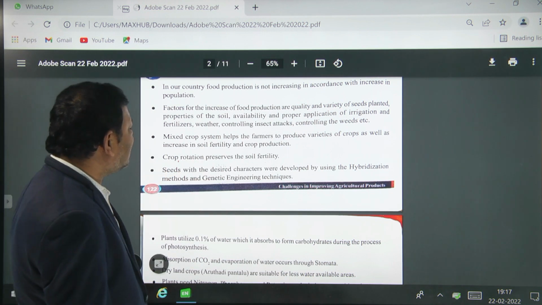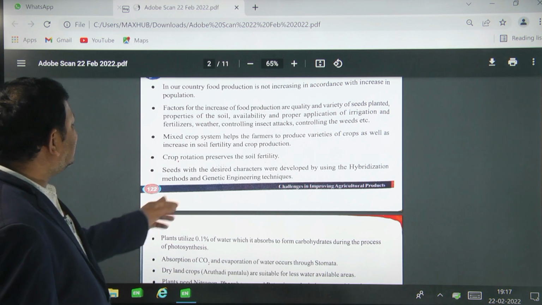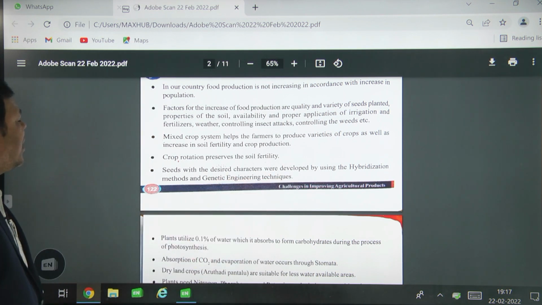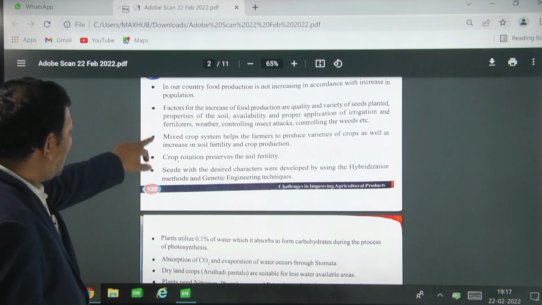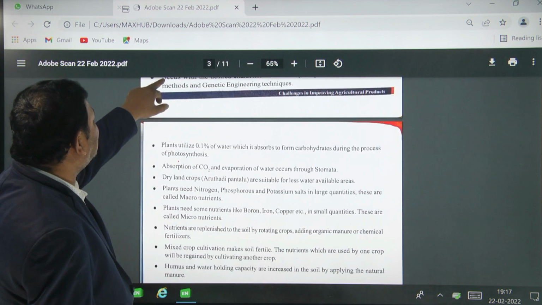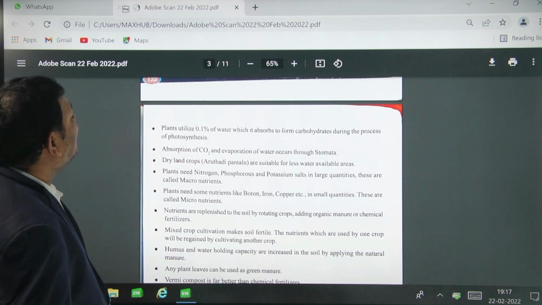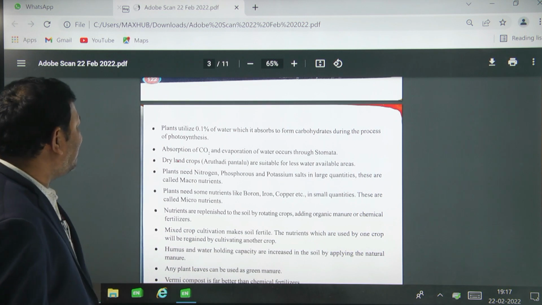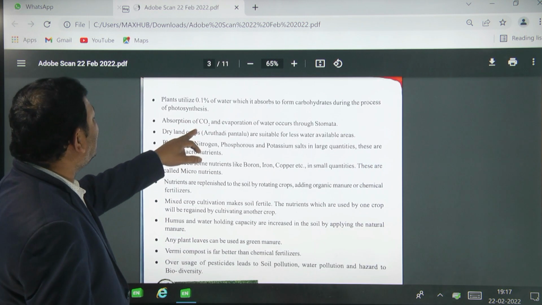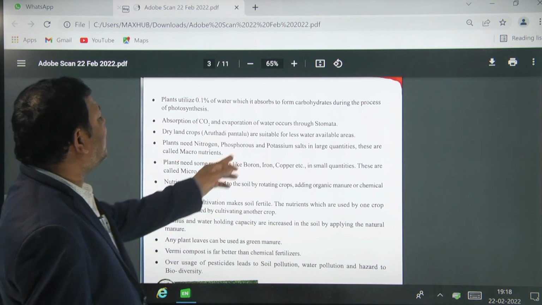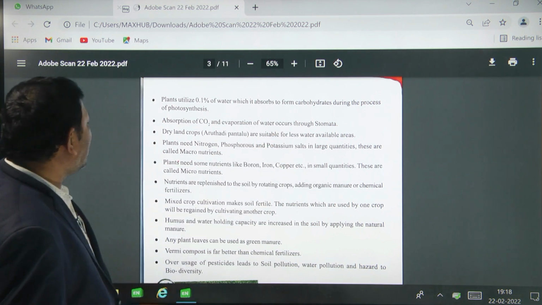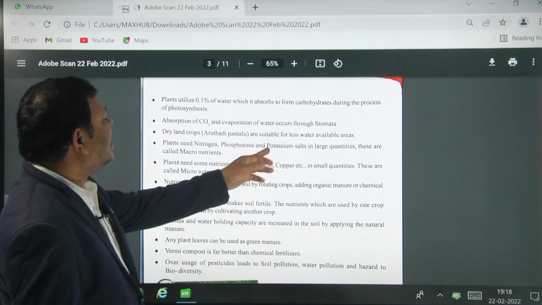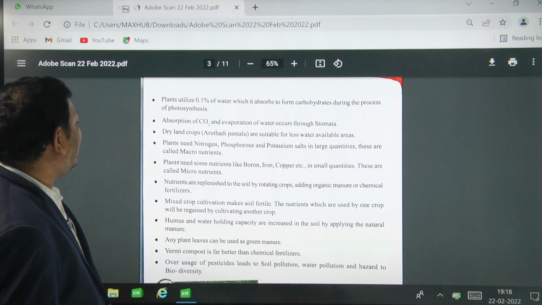Crop rotation preserves soil fertility. Seeds with desired characters were developed using hybridization and genetic engineering methods. Plants utilize only 0.1 percent of the energy, which is absorbed in the form of carbohydrate during photosynthesis. Absorption of carbon dioxide and evaporation of water occur through the stomata. Dry land crops and orchards are suitable where the amount of water available is less.